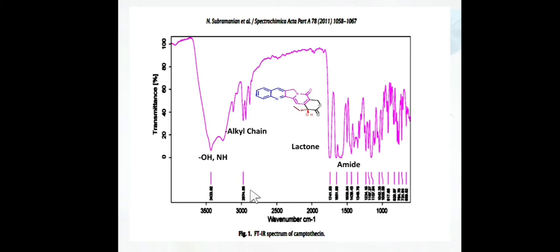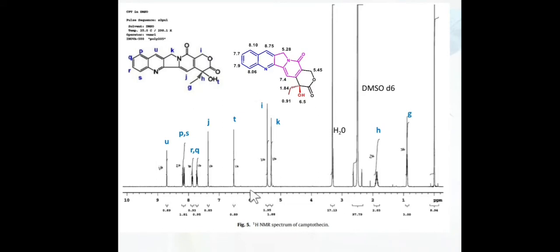Okay friends, so this is how the FTIR helps us, but FTIR alone is not sufficient to deduce the correct structure of any natural product. So we need the help of H1 NMR. So let's see the H1 NMR of camptothecin. Friends, this is the H1 NMR of camptothecin, and for your understanding I have kept the two structures. These are the same structure of camptothecin, and this is the H1 NMR.